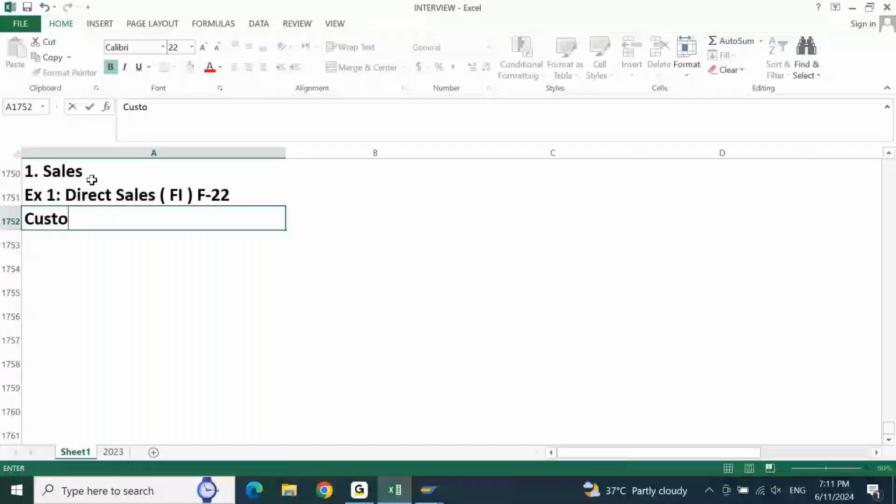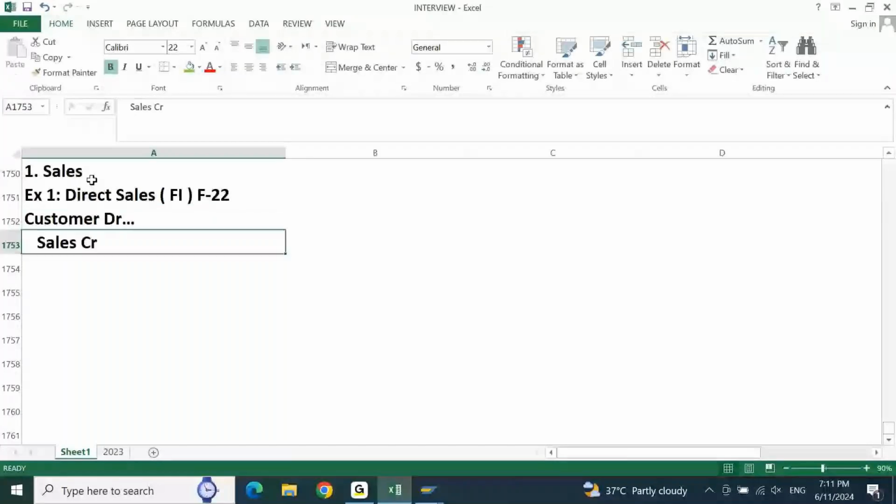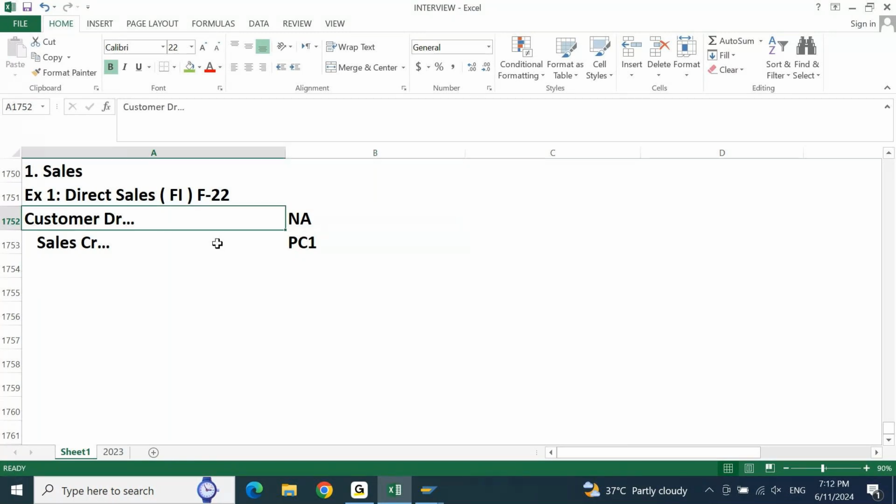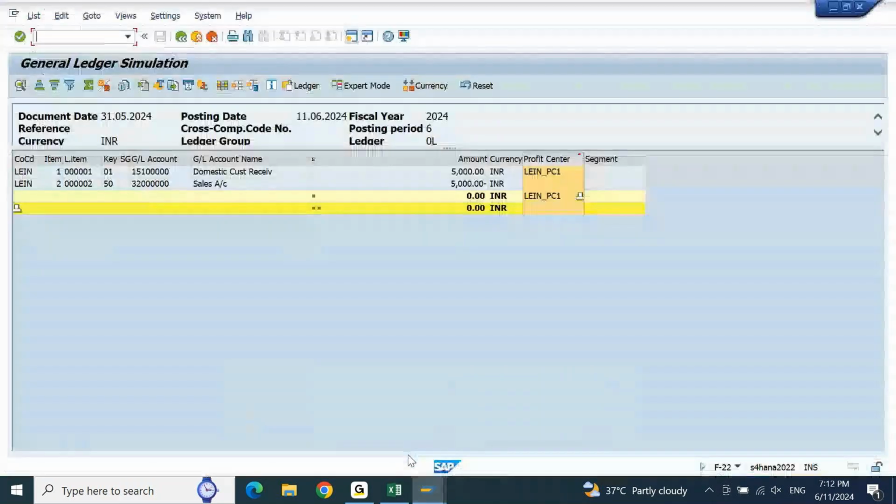And where are we giving profit center here? Sales account. Sales level, EC1, and here it is not applicable. Clear? Not applicable means you cannot input profit center. This is what we have seen so far. So this example is right here. Correct? That example is right.